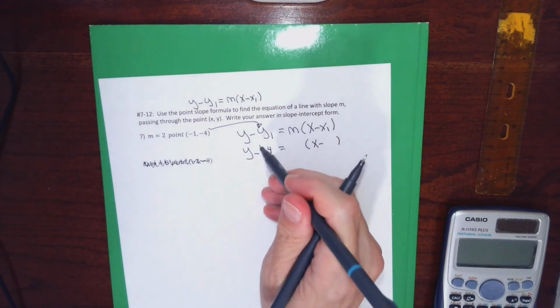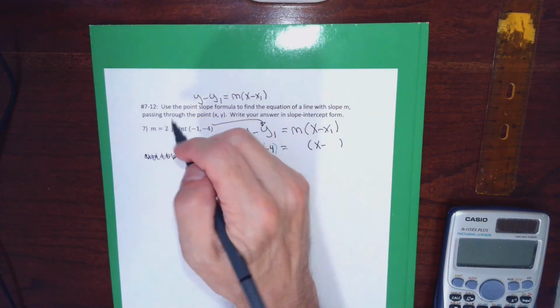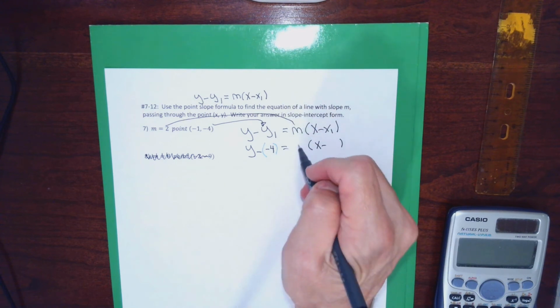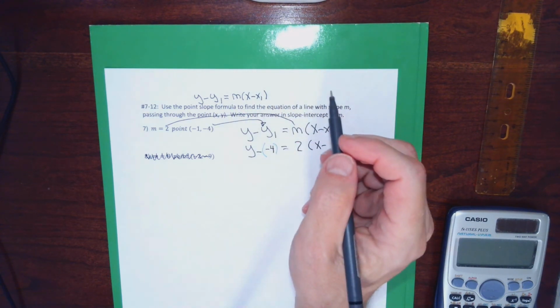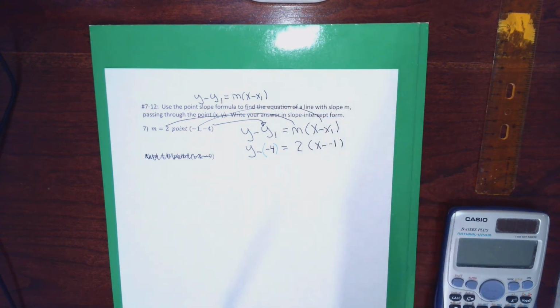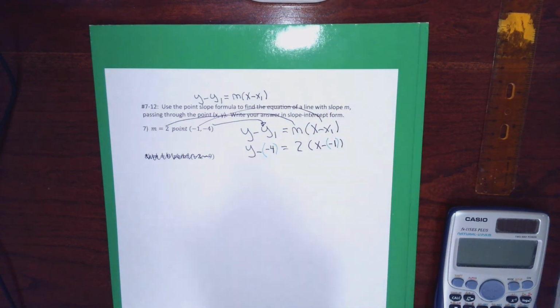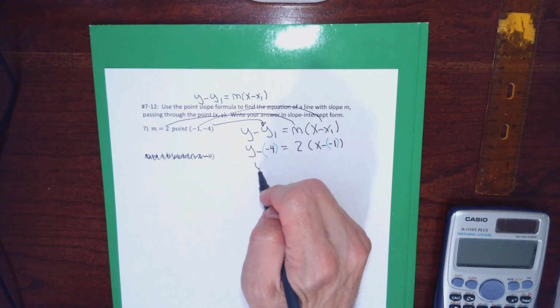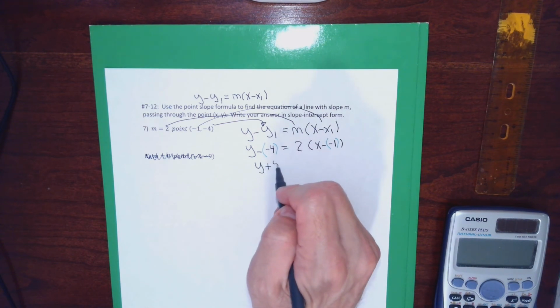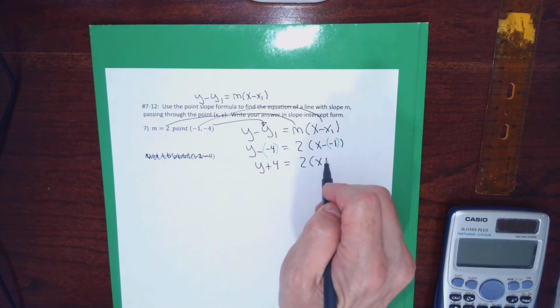When I have double negatives, I usually make those double negatives pop with a parentheses. To the right of the equal sign, I need to plug a 2 in for the m, and I need to plug in a -1 for the x1. So the point that's given goes in for the subscripted points. That's using the point slope formula to get started. Now I just need to do the algebra to isolate the y. On the left-hand side, I have a double negative that I'm going to make positive. And on the right-hand side, I have a double negative I'm going to make positive.